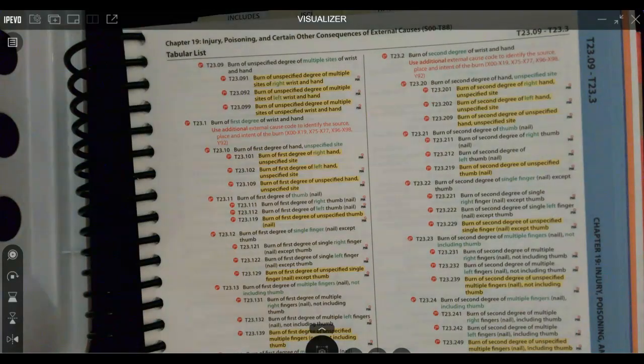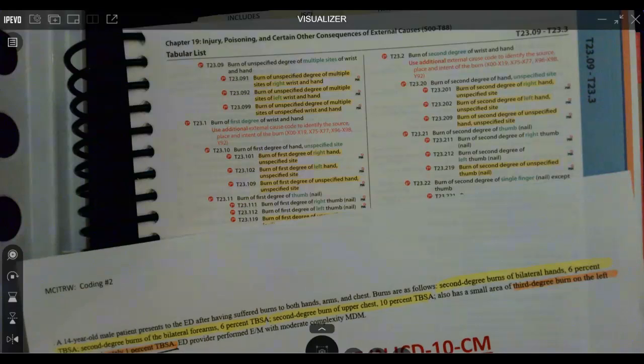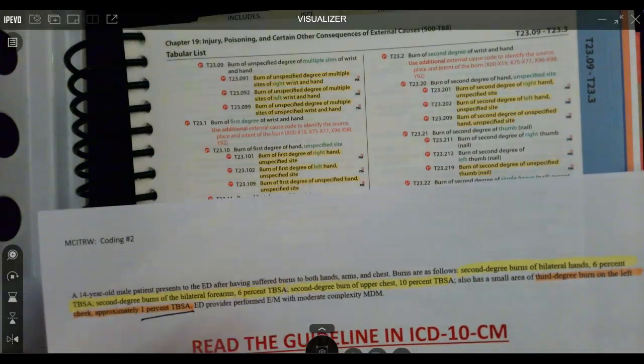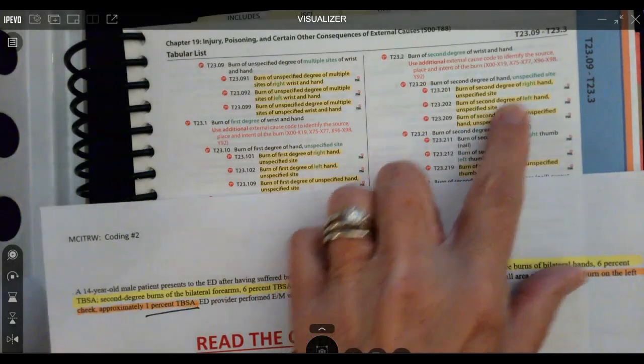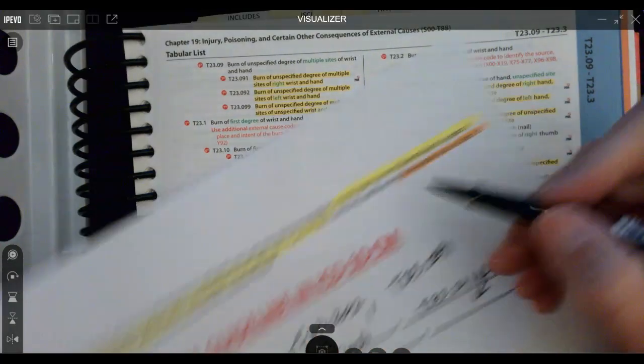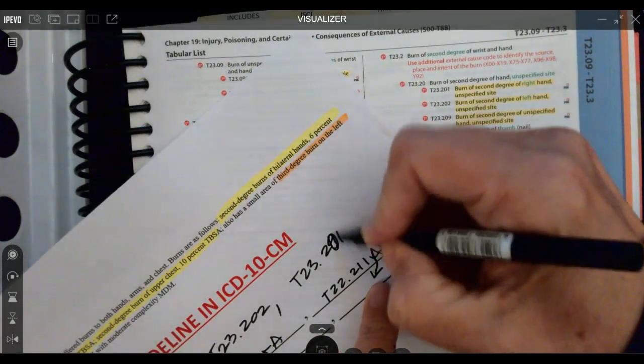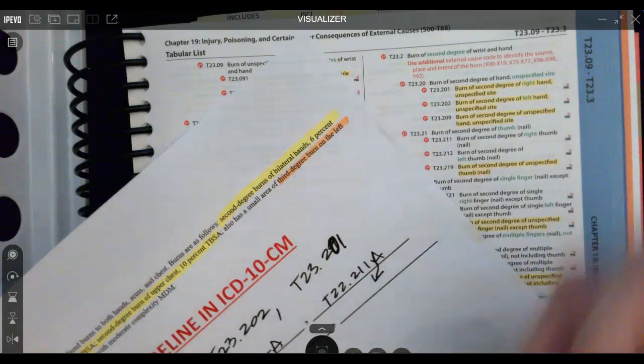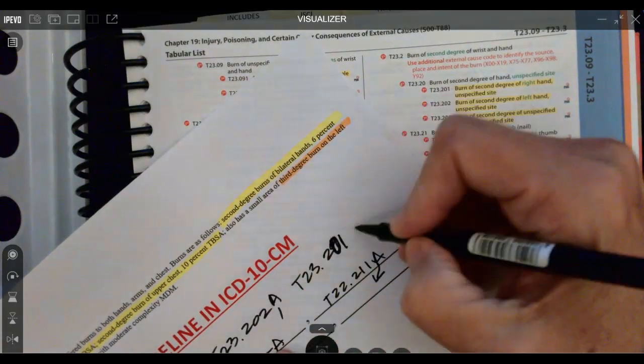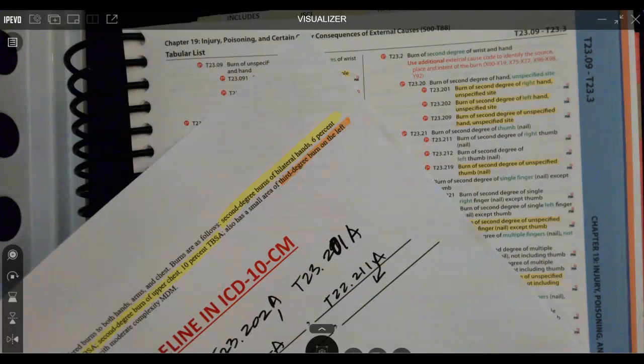Oh, I wrote down the wrong code here. So let's go back to 2nd degree burn of right hand. This should be 202. See? I made an error. 201. So this is going to be an A, and this is going to be an A for initial encounter.